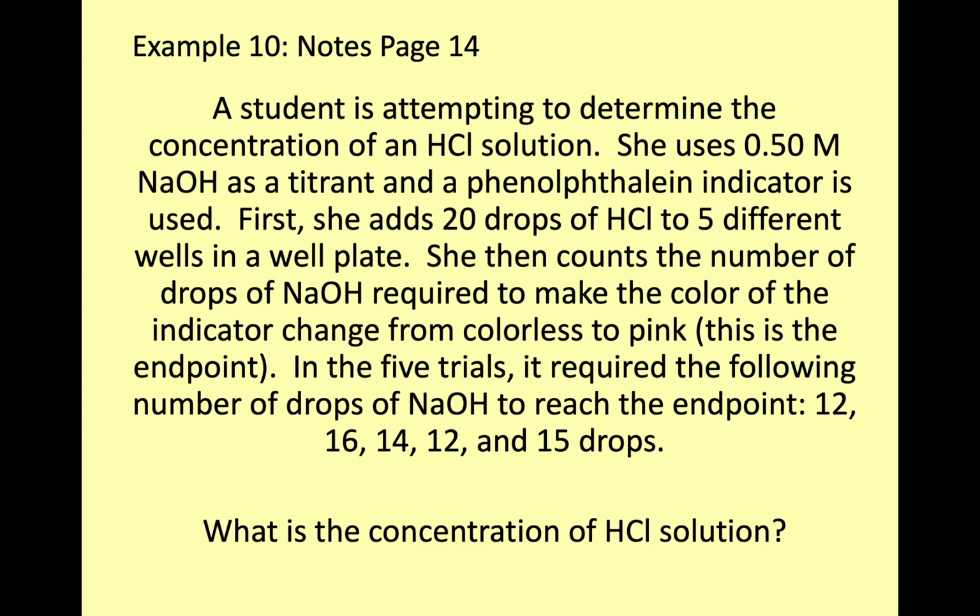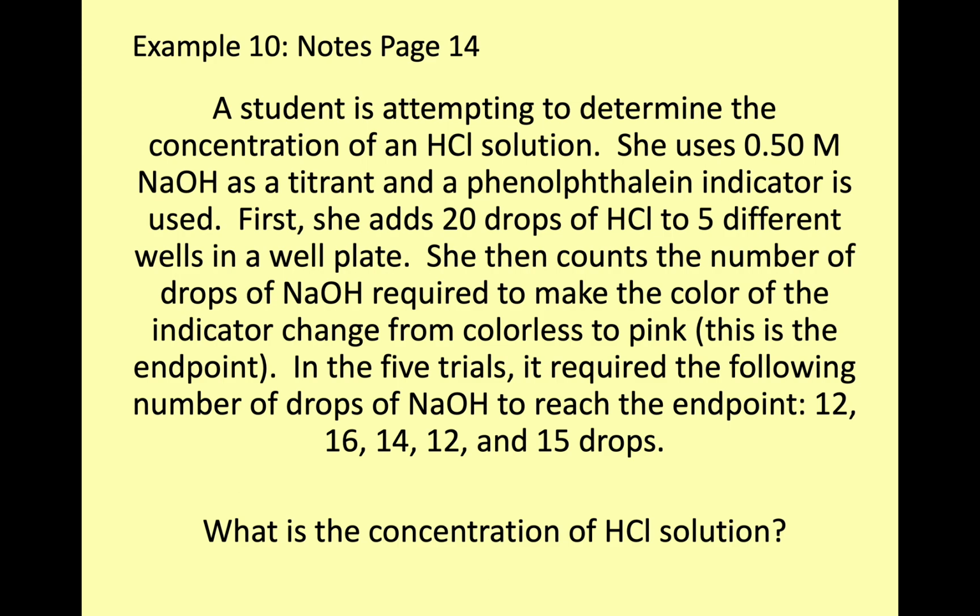Here is a very brief explanation of example number 10 that is in your notes. A student is attempting to determine the concentration of an HCl solution. She uses 0.50 molar NaOH as a titrant, and a phenolphthalein indicator is used.